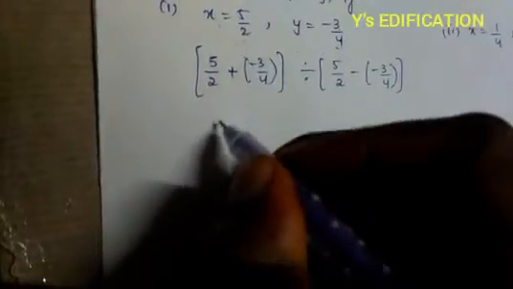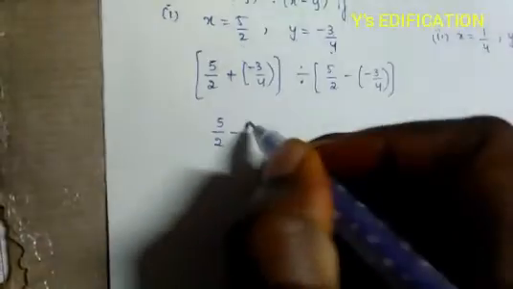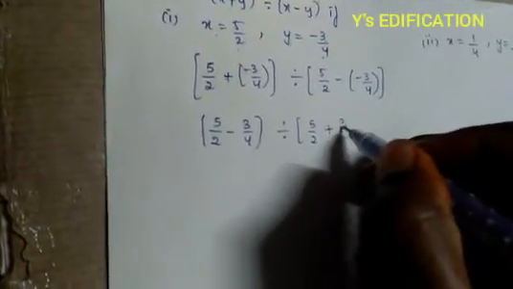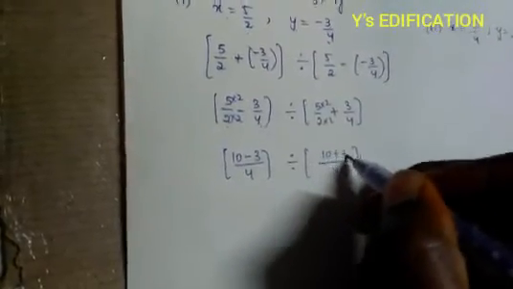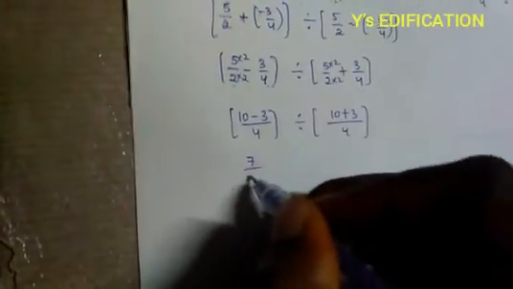So what I have to do: plus into minus means minus, so 5 by 2 minus 3 by 4, divided by 5 by 2 minus into minus is plus 3 by 4. Now the LCM of 2 and 4 is 4, so we have to multiply this with 2. So 10 minus 3, divided by, here also the LCM is 4, again we multiply with 2, 10 plus 3. So 10 minus 3 is 7 by 4, divided by 10 plus 3 which is 13 by 4.